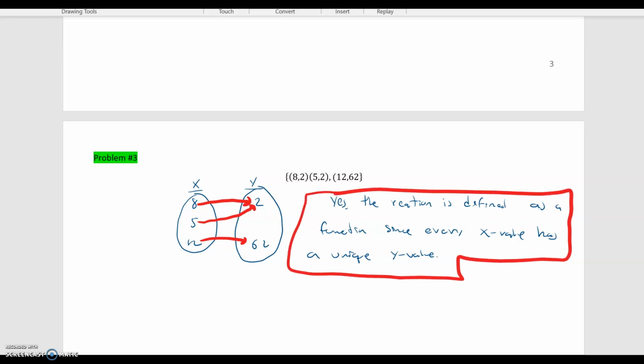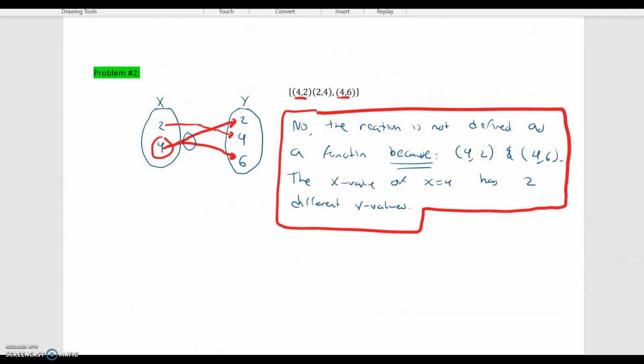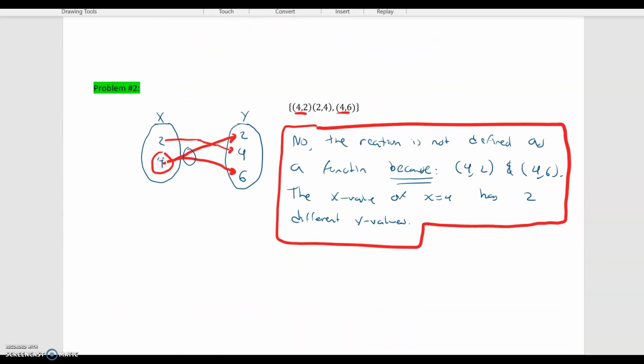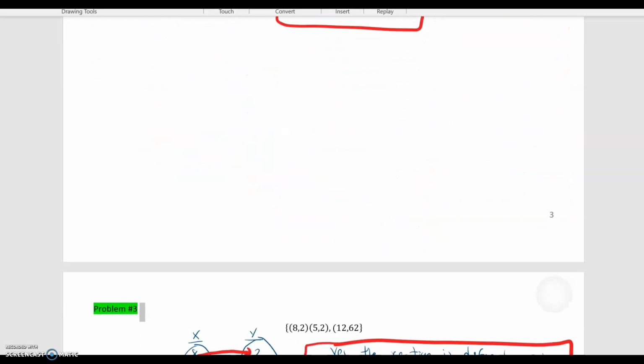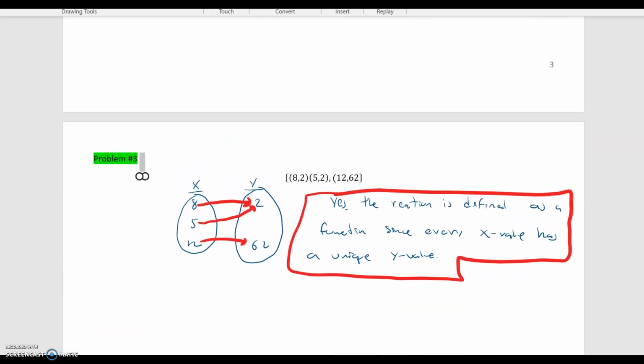Now, let me explain the part of unique. So it's unique within the x's. So in this case, when you plug in 8, you're just going to get 2 and nothing else. So in this case, it happens to be unique. When you plug in 5, you're going to get 2 and nothing else. 12, you're going to get 62. What you cannot have is an x value giving you 2 different y values. So that's a scenario that we cannot have. In this case, this particular one is perfectly fine. We do have 2 x's that give you the same y, but the output is unique to the x's. That's actually it for these 3 problems.